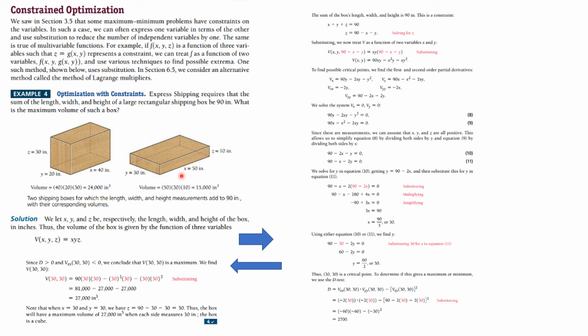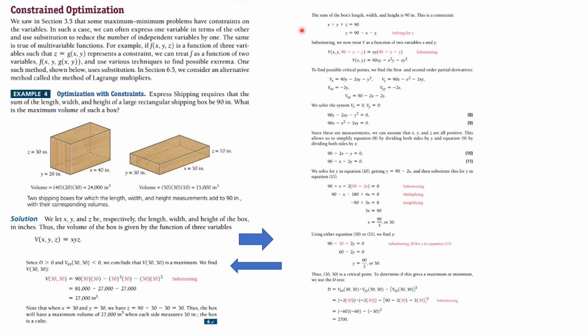And you see you can get different values depending on what you do. So we're going to let x, y, and z be the length, width, and height of the box in inches. And the volume of the box then is given by the function of 3 variables. The volume, as a function of x, y, and z, is length times width times height, or in this case it is x times y times z.